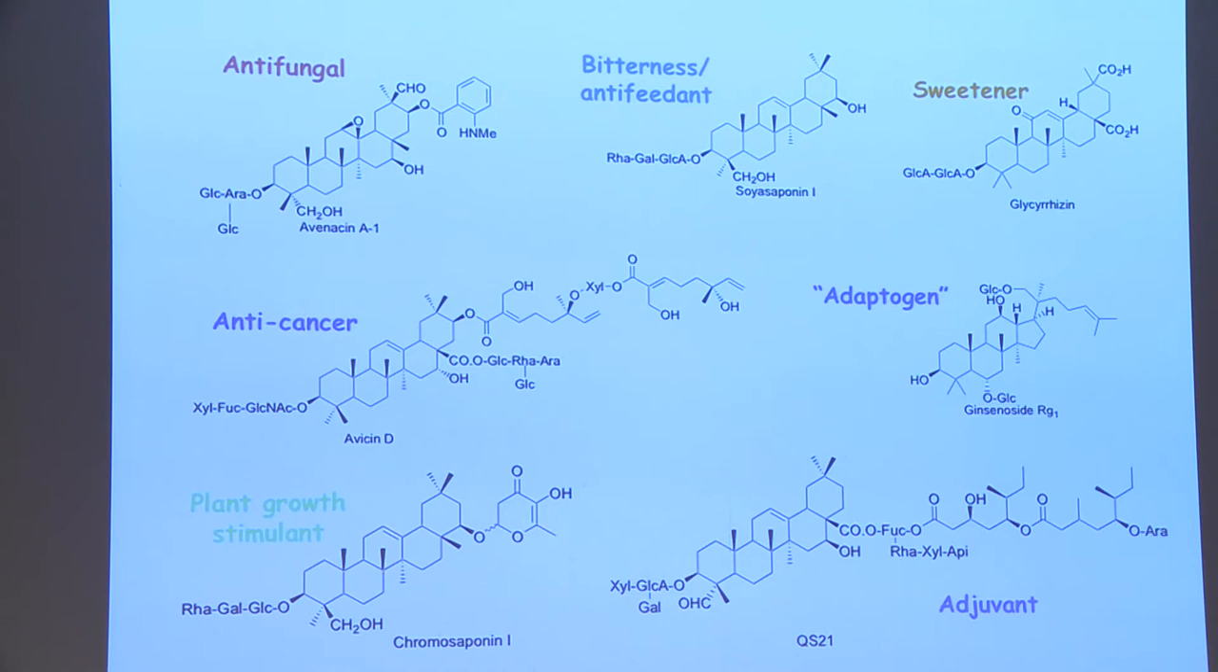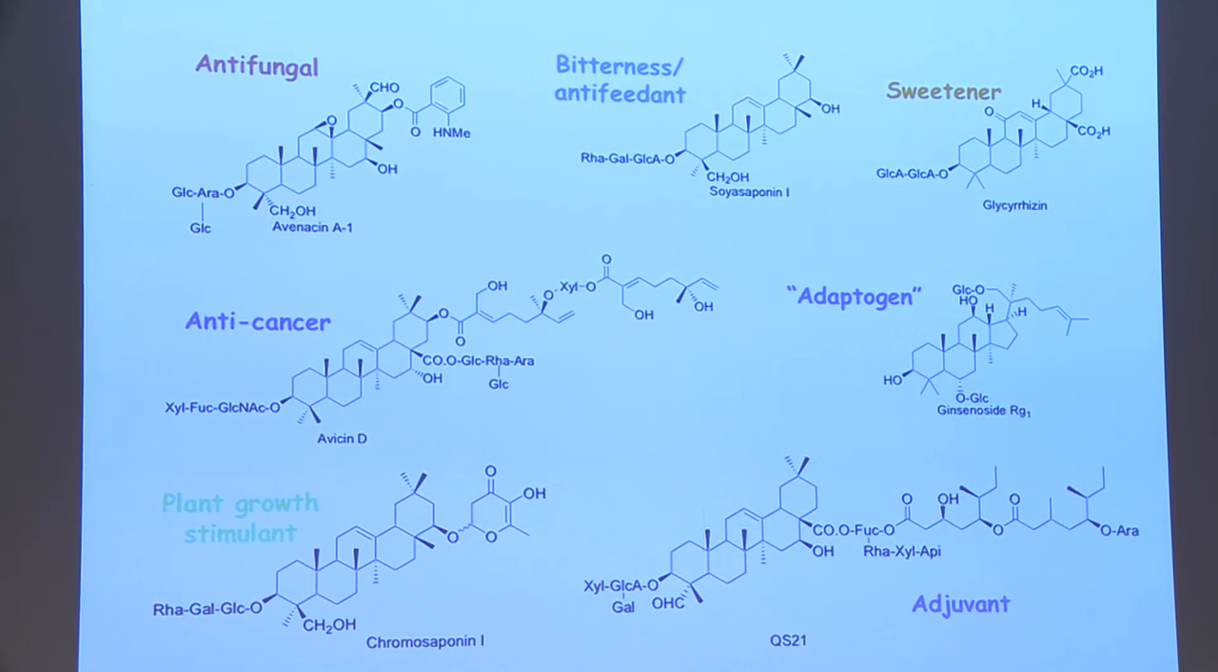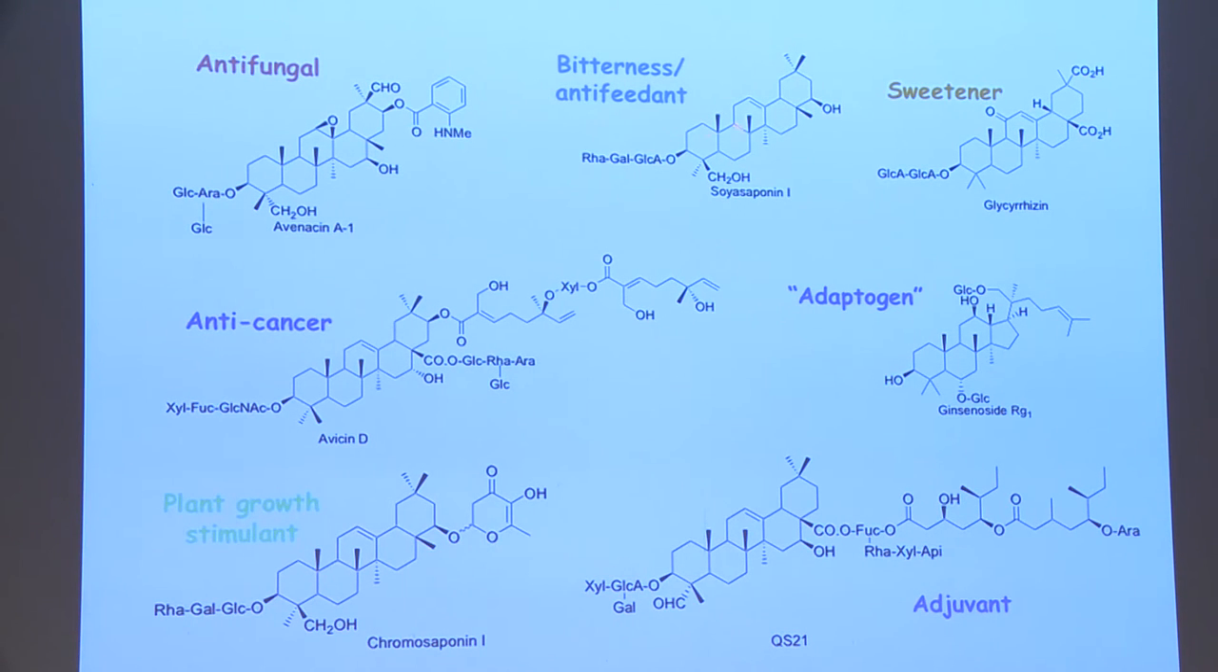So we're really interested in understanding whether those molecules act antagonistically on the same pathway or whether there are different things going on. This molecule produced by legumes is associated with bitterness and antifeedant properties, whereas this one from licorice is 50 times sweeter than sugar. And then we have various pharmaceutical properties listed here as well. So this is just a snapshot. This is a very, very small amount of the diversity that's out there in nature.